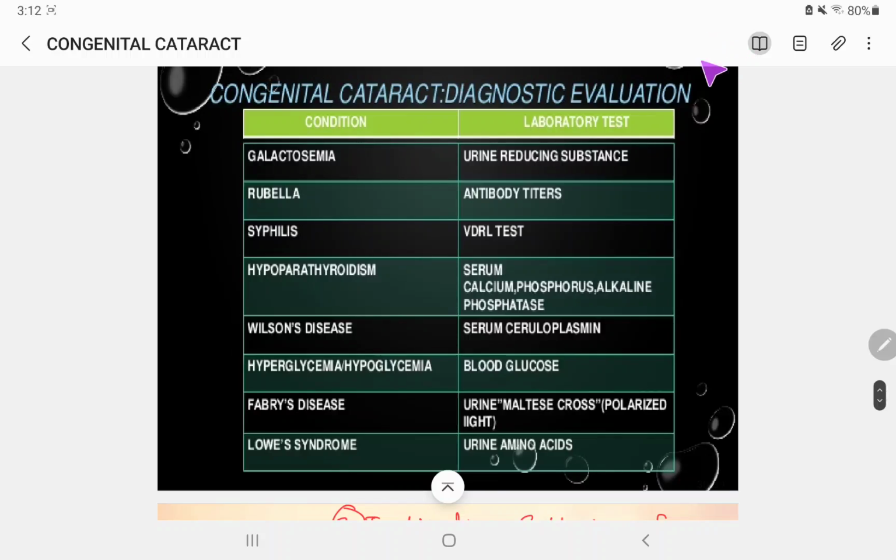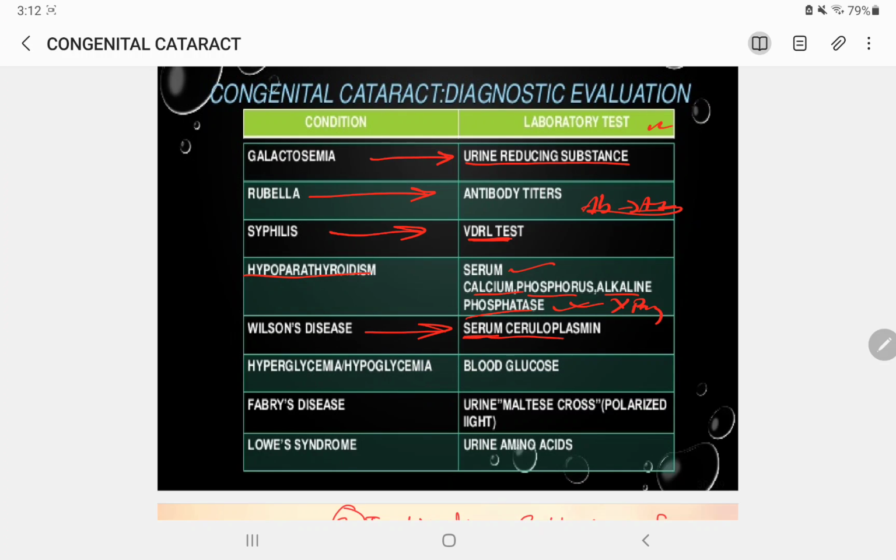So we can see already here the diagnostic evaluation. For galactosemia, urine reducing substances, a laboratory test, we do that. For rubella, antibody titers, antibodies against rubella, we can see that. And syphilis is by the VDRL test, congenital syphilis. Hypoparathyroidism, we can see serum calcium, phosphate, alkaline phosphatase, and also x-ray of bone. And Wilson's disease can be investigated by checking serum ceruloplasmin.